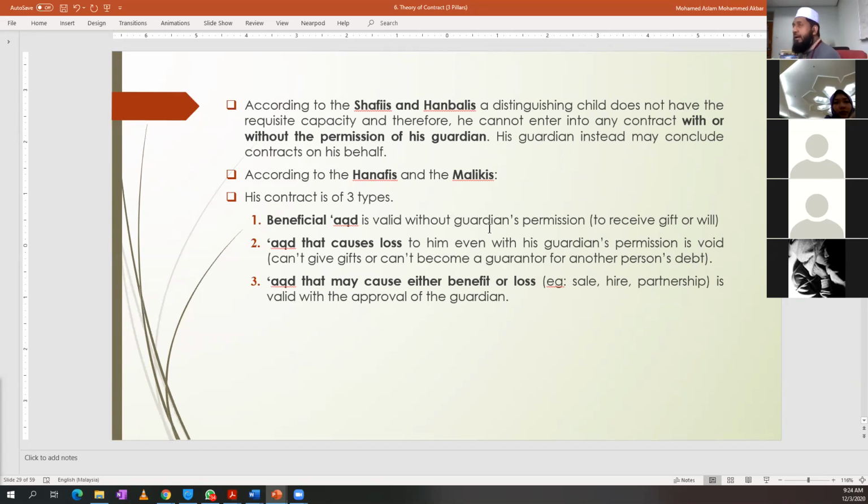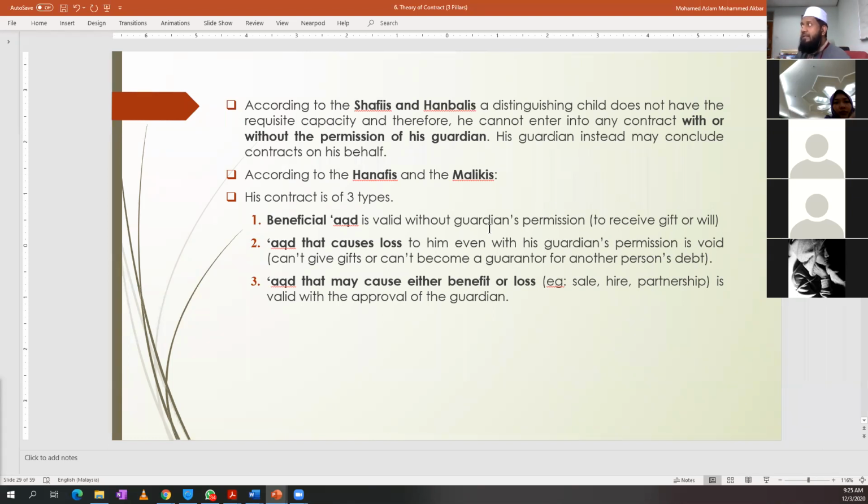But according to Hanafi and Maliki, there are differences. I think most probably this is a very good point. They are classifying the contracts into three. They say there are three types of contract that he can do. Number one, a beneficial contract. It is valid without the guardian's permission. For example, to receive a gift. To receive a gift, you don't need permission from your guardian. You can actually receive your gift.